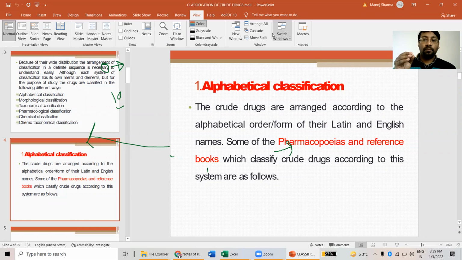This method of classification is very commonly and famously followed in the Indian Pharmacopoeia as well as in other reference books. The reason is that you can easily trace it. You just have to know the first name. That may be ciprofloxacin, nalidixic acid, or ofloxacin. So you just know the first name and then you can trace it. Likewise, we do in a dictionary or telephone directory. The names are given and then numbers are given.